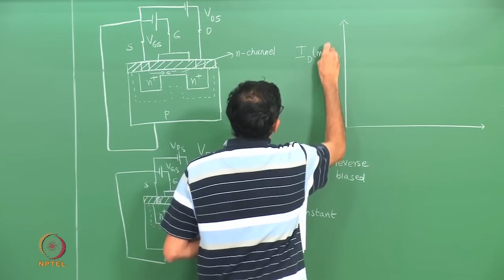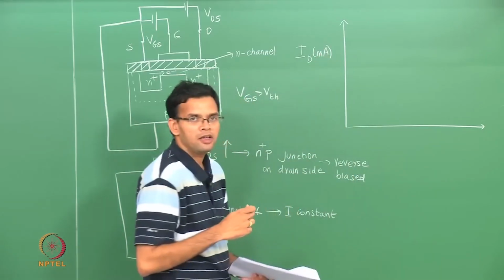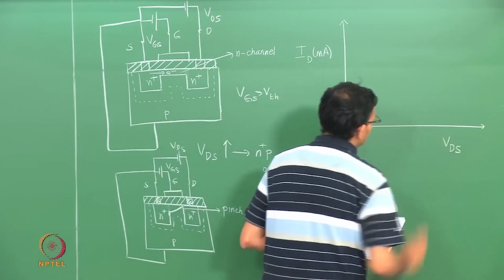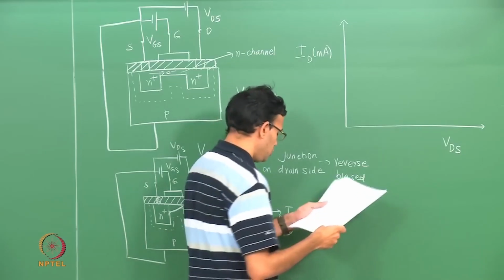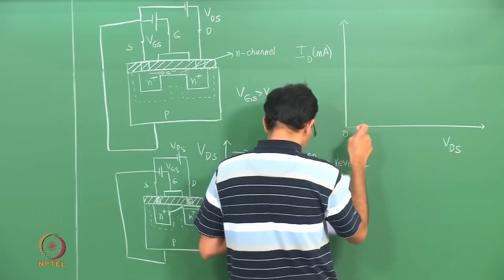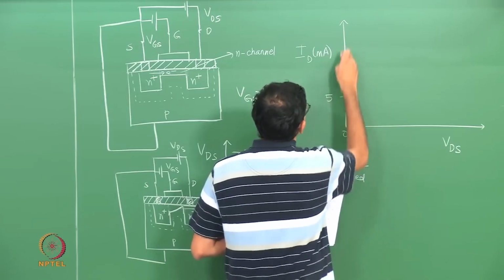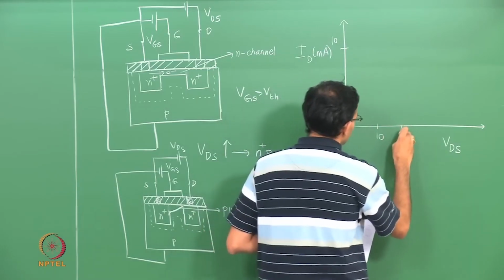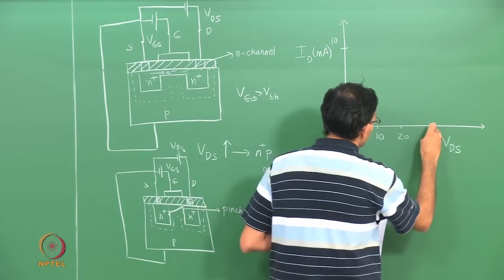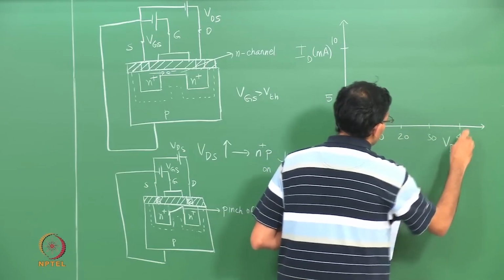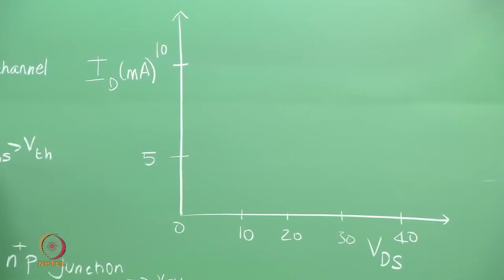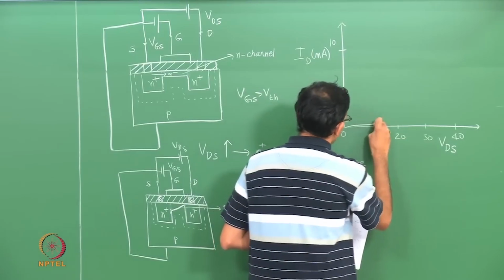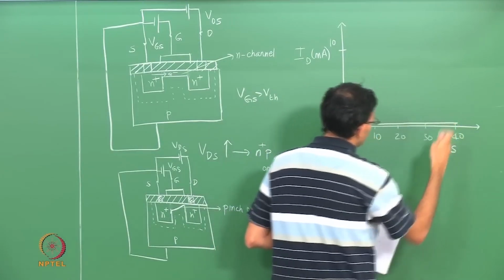So ID is the drain current. This is the current that is flowing from the source to the drain as a function of VDS, which is the voltage between the drain and the source. If the gate source voltage is below the threshold value, the current is very small. So this is a line that is very close to the axis.